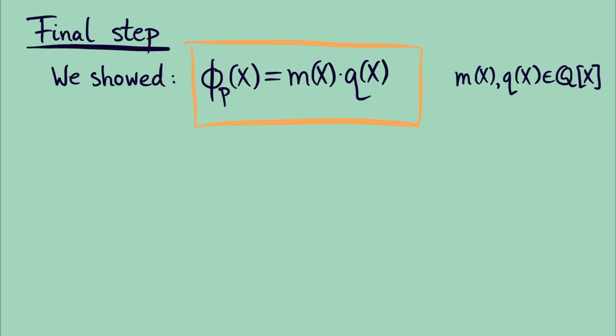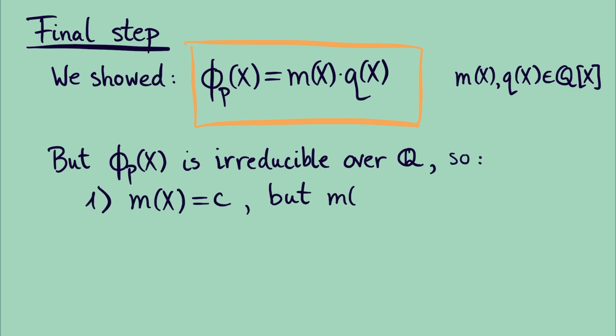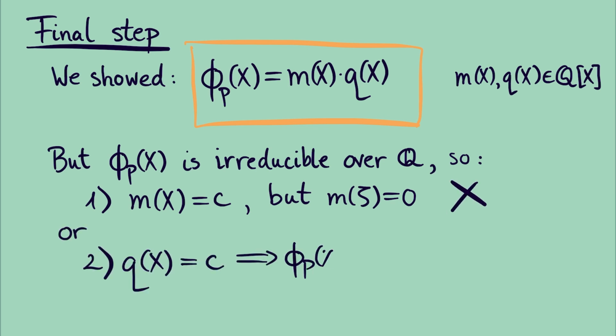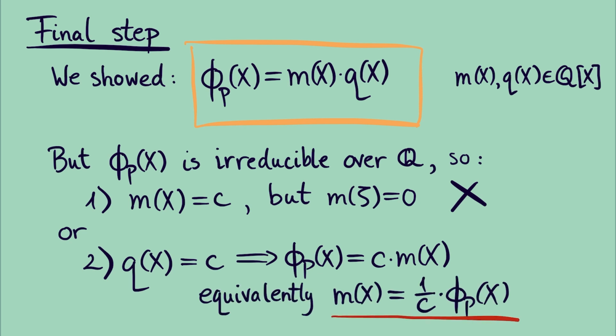To finish the problem, let's recall that we managed to write phi p as the product of m and another polynomial q, both with rational coefficients. But Gauss tells us that the cyclotomic polynomial is irreducible, so one of these polynomials must be constant. But m cannot be constant since it is non-zero and zeta is a solution of m. It must therefore be q that is constant. Rewriting this slightly, we see that our minimal polynomial m is a constant times the cyclotomic polynomial phi.